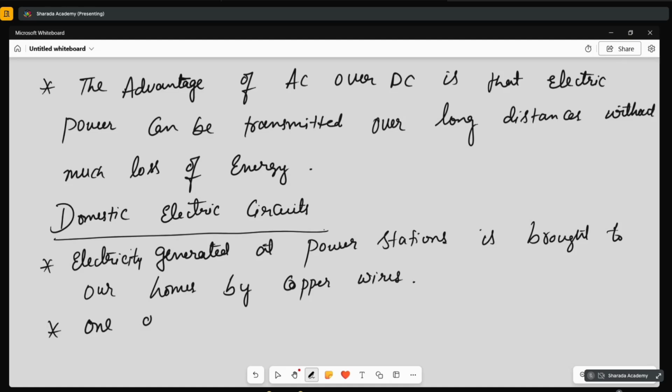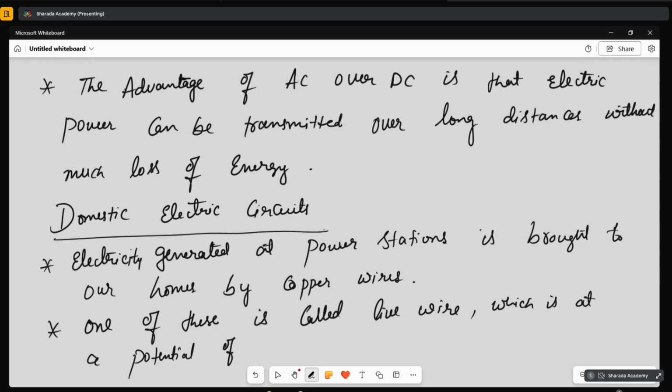One of these is called live wire, which is at a potential.